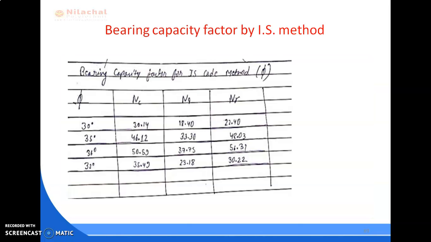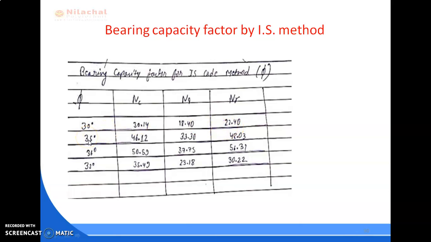Next, bearing capacity factors by IS method. As discussed in the previous lecture for the Terzaghi method, similarly for the IS code method. Already I have told that there is 90% chance of all the data like Nc, Nq, N gamma values being given in the question. If not given, we have no choice, so you have to keep in mind these values. So when phi equal to 30 degree, Nc is 30.14, Nq is 18.40, N gamma is 22.40.